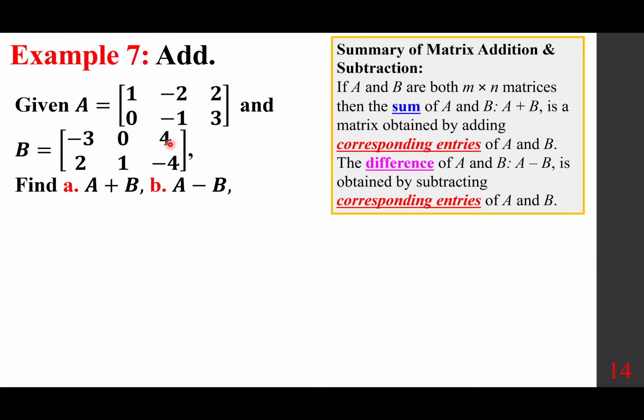A and B are given, and we want to find A plus B and A minus B. And the summary of matrix addition and subtraction is that if A and B are both m by n matrices, then the sum of A and B, or A plus B, is a matrix obtained by adding corresponding entries of A and B. The difference of A and B, or A minus B, is obtained by subtracting corresponding entries. It's very straightforward. So we want A plus B, and both of them are 2 by 3, therefore it's doable, and we are going to write both of them.